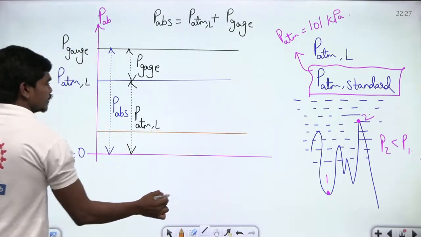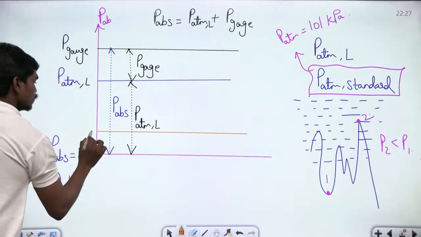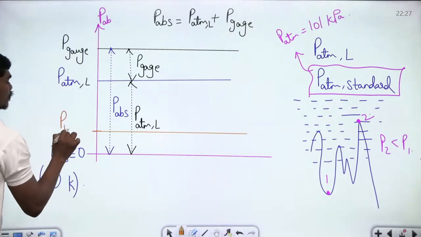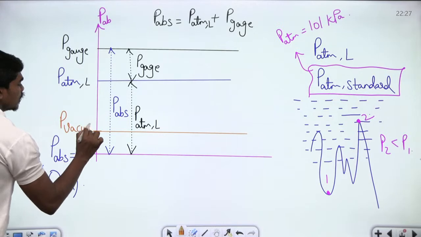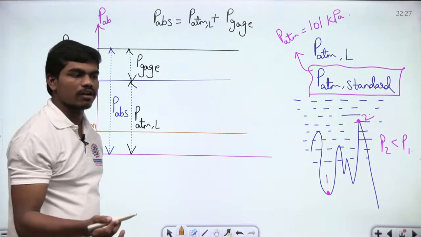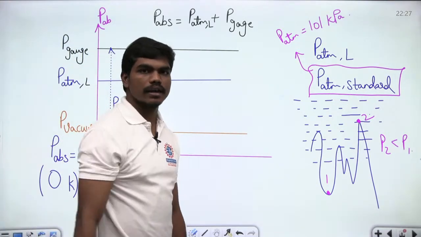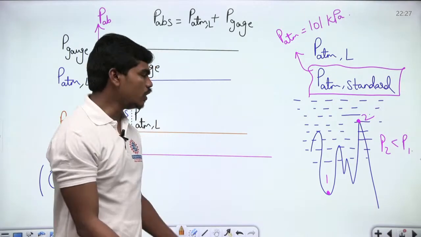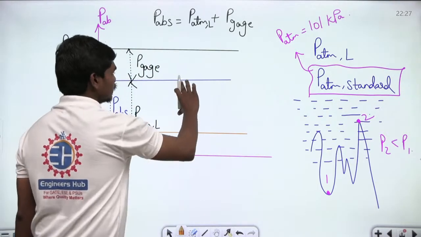So see here, fine. This is your P vacuum pressure. Generally the pressures which are less than atmospheric pressure are called vacuum pressures, and the pressures which are more than atmospheric pressure are called gauge pressures. So now your vacuum gauge reads only this reading, correct?